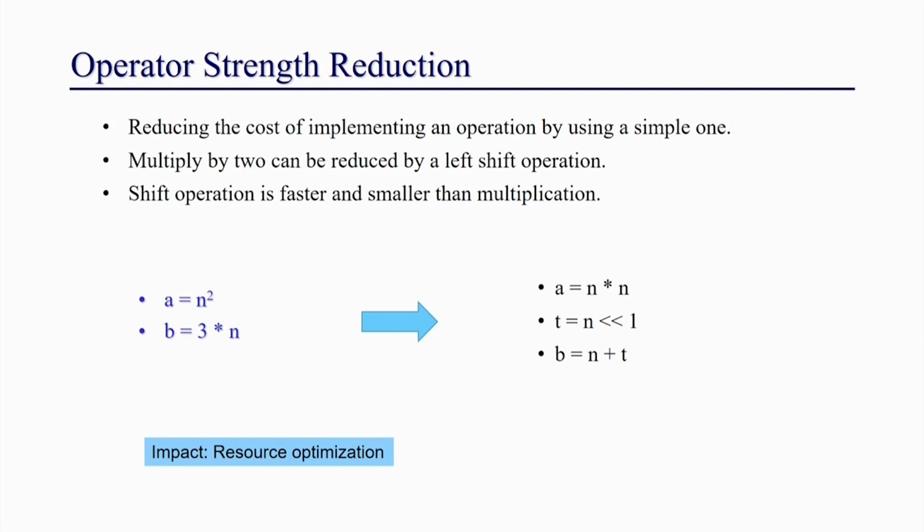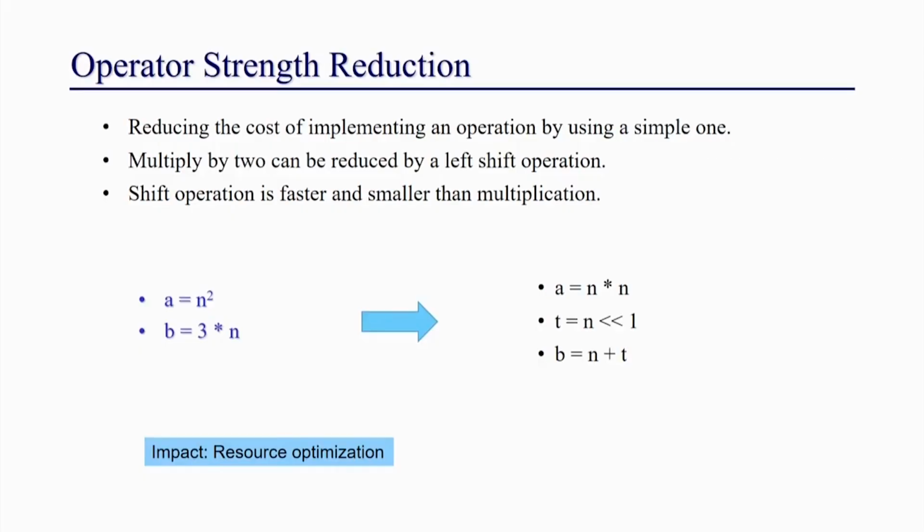So, I am just reducing the strength of an operator. Say I have x square. I need a multiplier, x into x, but instead of doing x into x, I can just do x plus x. 2 into x I cannot do that way, but constant multiplication is a place where I can do it. So, for example, 3 into n. Here what we can do is 2 into n, then plus n, which is basically 3n.